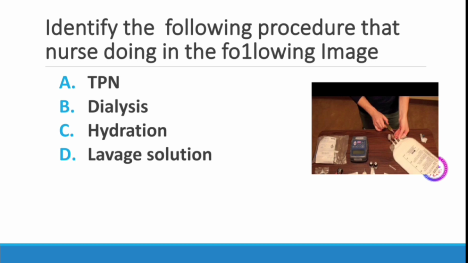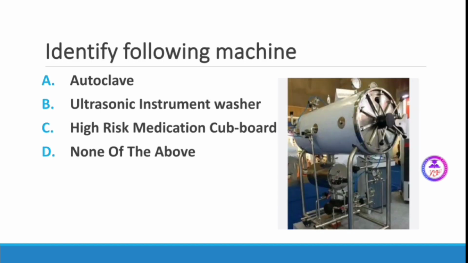Identify the following procedure that the nurse is doing in the following image. See, what is the procedure a nurse is performing? She's trying to make a fluid in which she is trying to inject some drugs, and it is a white lipid-like fluid. What are the options? The TPN, meaning total parenteral nutrition, the dialysis fluid, the hydration fluid, or the lavage solution. So here the nurse is loading the total parenteral nutrition for the patient.